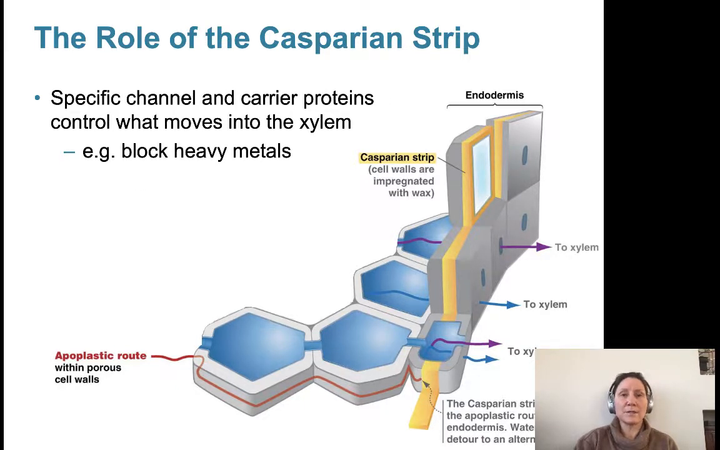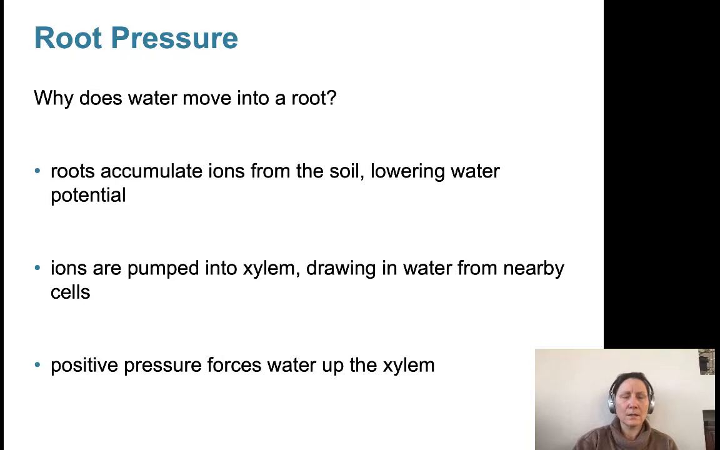Specific channel carrier proteins control what moves into the xylem, and it also blocks certain things from getting into the xylem as well. So it blocks heavy metals, among other things. Okay, so that's how water would travel once it's in the root. That's how it would travel along the root hair and then ultimately end up in the xylem.